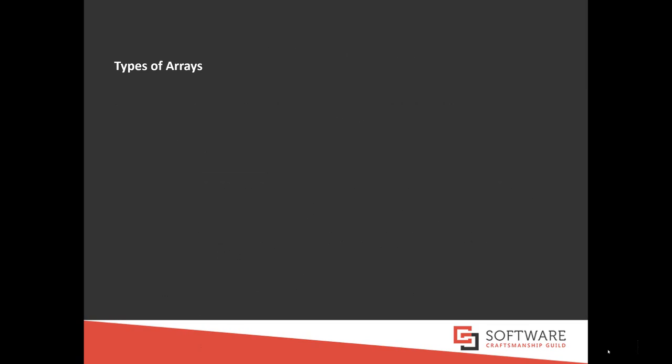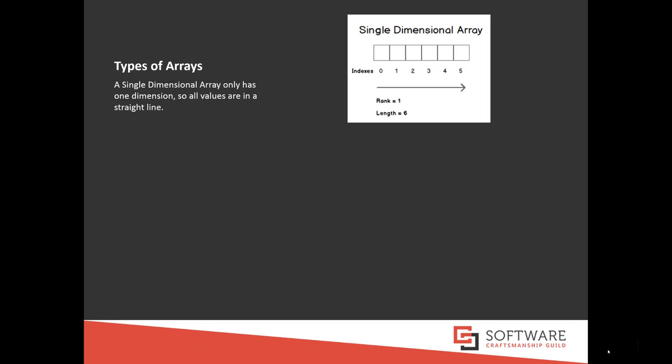There's a couple different types of arrays. The first and simplest type is called the single dimensional array. It only has one dimension, so all the values are in a straight line. It's basically a vector. And here's what a single dimensional array looks like. We have 6 elements available. The rank of this array is 1 because it only has one dimension.